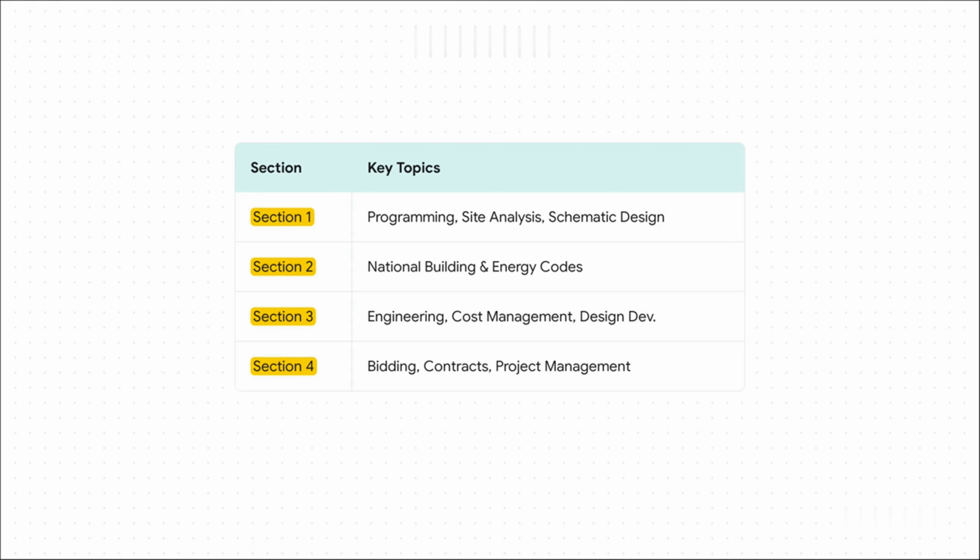Section 1 is all about those early design phases. Section 2, that's your deep dive into the codes. Section 3 gets into engineering systems and design development, and Section 4 handles the business side of things, contracts, project management, you get it. The key thing to realize is that the exam is built to follow the exact life cycle of a project, which you've already seen in your internship.